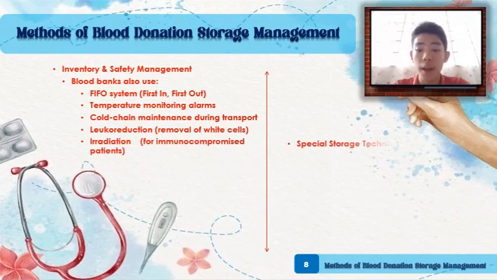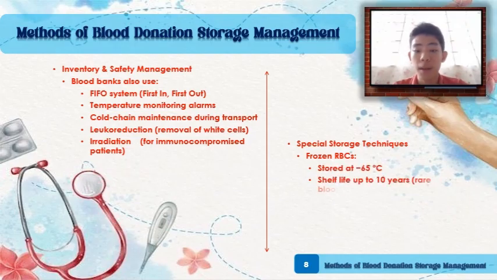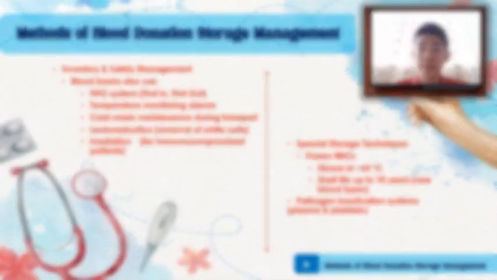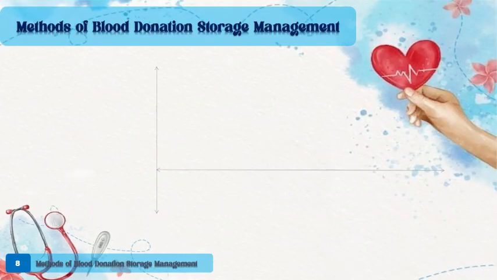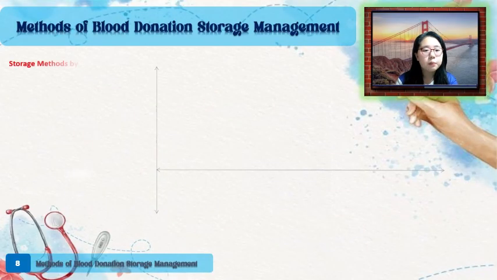Special storage techniques. Frozen red blood cells are stored at negative 65 degrees Celsius. Shelf life is up to 10 years. Rare blood types. Pathogen inactivation systems. Plasma and platelets. Storage method by blood component.